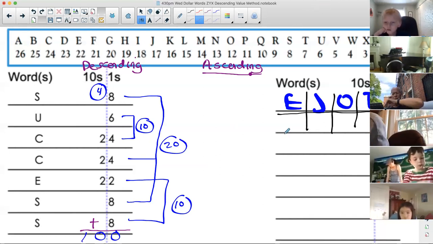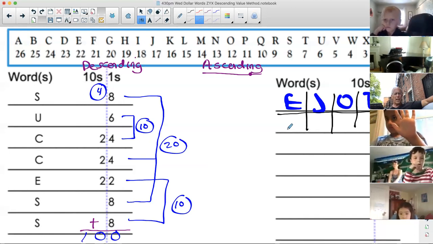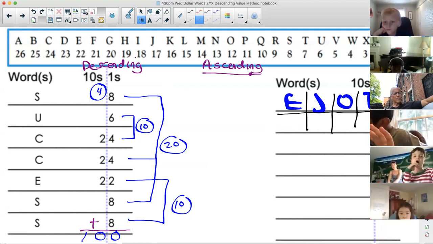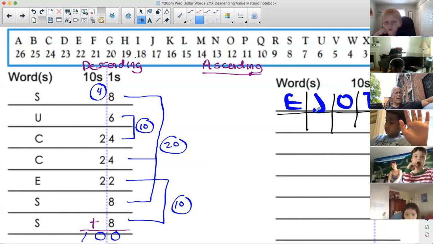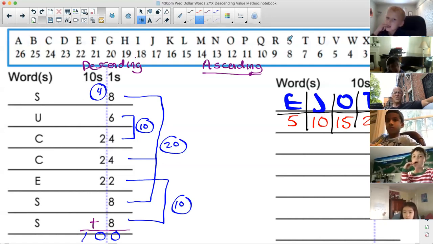Because it equals a dollar word. It's a dollar word. Oh, Ejadi is not actually a word. Wait, no. But why did you choose Ejadi? Because when you add up the sums of the numbers, then you get 100. Maybe that's true. But what are the values of E, J, O? They count by five. Right. So 5, 10, 15, 20. Now, does that add up to 100? No, I don't think so. But it makes it really easy to find the values of the letters in the ascending value.